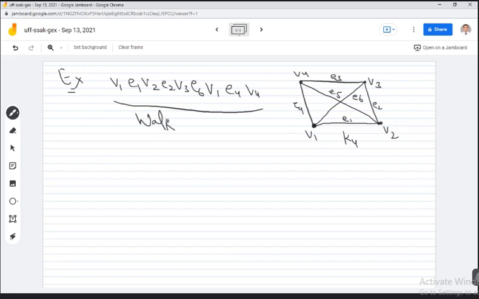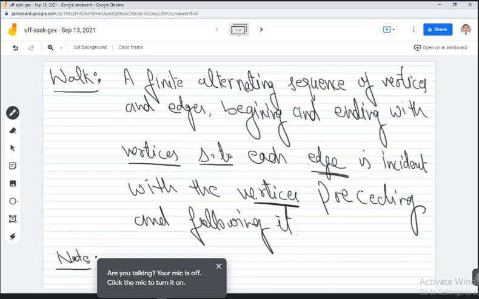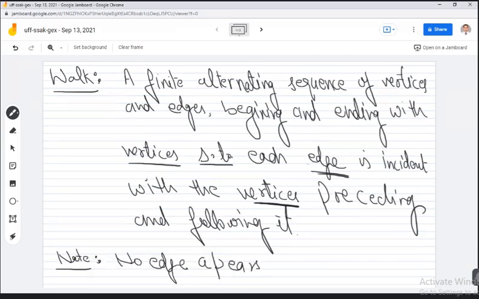The condition is that no edge appears more than once in the walk. A vertex may be repeated, but an edge does not appear more than once, according to Narsingh Deo's book. Some books also write differently, but here only the edge will not appear more than once in the walk. But some books say that the edge may be repeated in the walk. Are you getting my point?